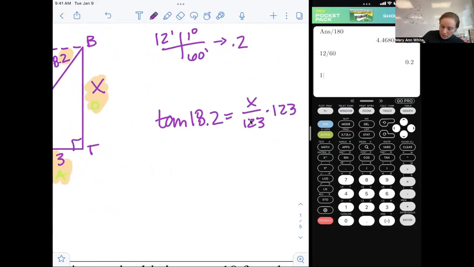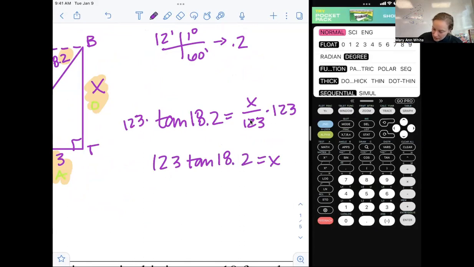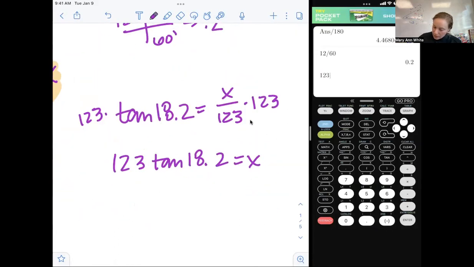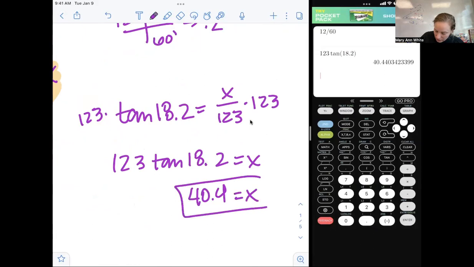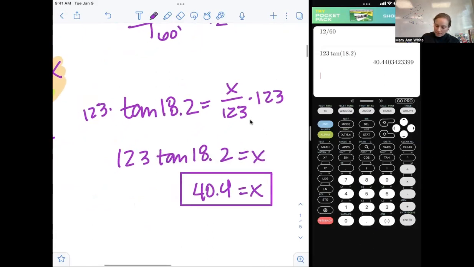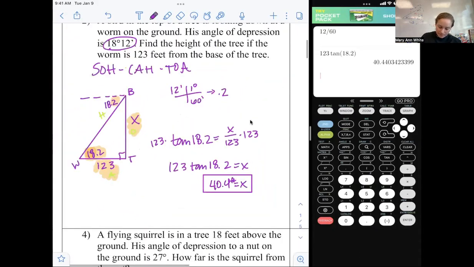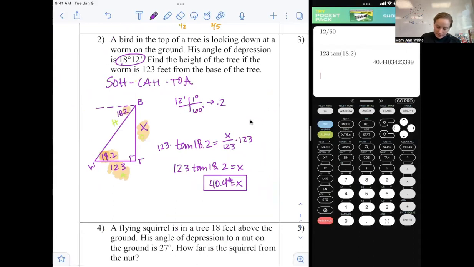Super simple, multiply by 123 on both sides. And I'm going to plug 123 tan 18.2 into the calculator. Make sure you are in degrees because I gave you 18.2 as a degree. 123 tan 18.2, and that is 40.4. I will try and give you directions on the test on how to round. When in doubt, I do at least one. And I am going to put feet in there because that's what it is. That's how tall my tree is.